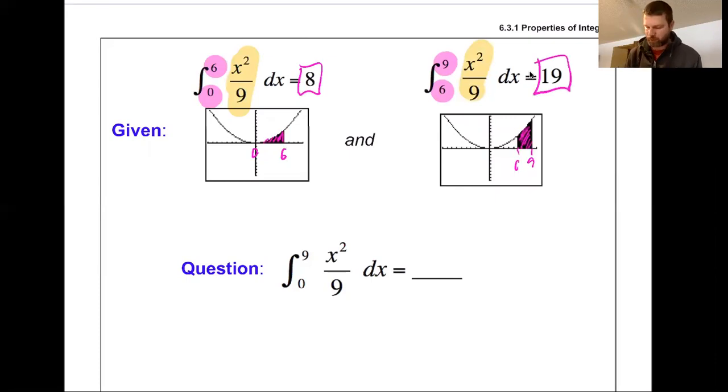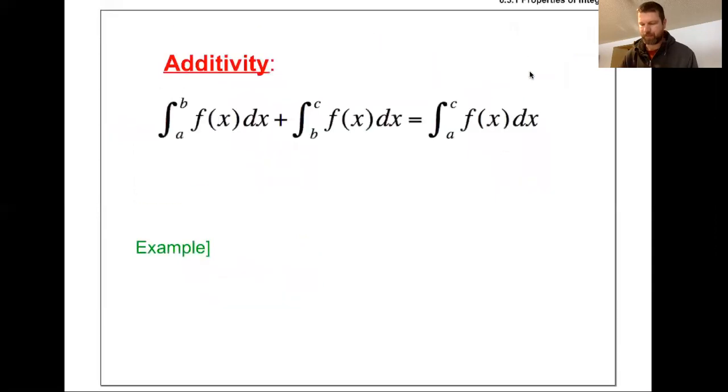So the question is, what is the integral starting at 0 and ending at 9? Well, that'd be all of this area starting at 0 to 6, plus all of that area starting in 6 and ending at 9. So you add them together. 8 plus 19 is 27. That's called the additivity property. All it says is if you got some integral that starts at A and ends at B, and then goes from that same B and then to a new one C, that's the same integral as from A straight up to C.